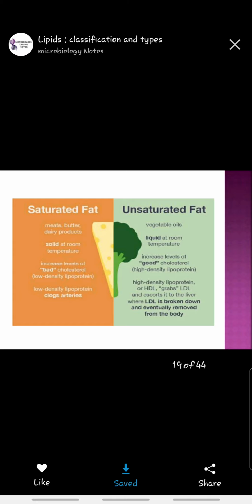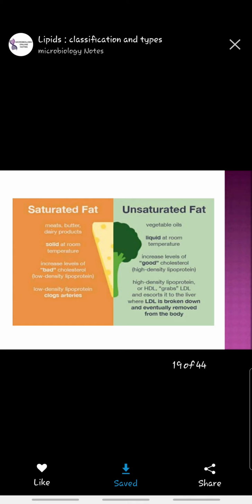Okay, and it is said that polyunsaturated is essential, which is basically needed for our brain function and cell growth.